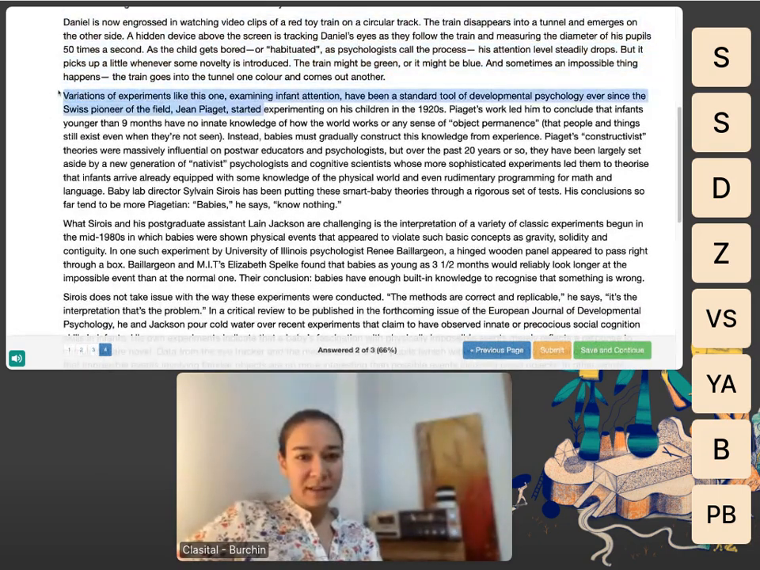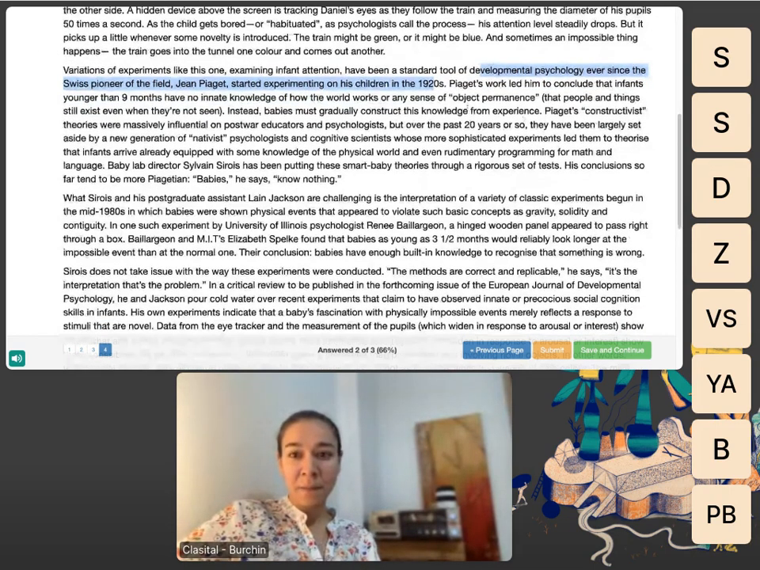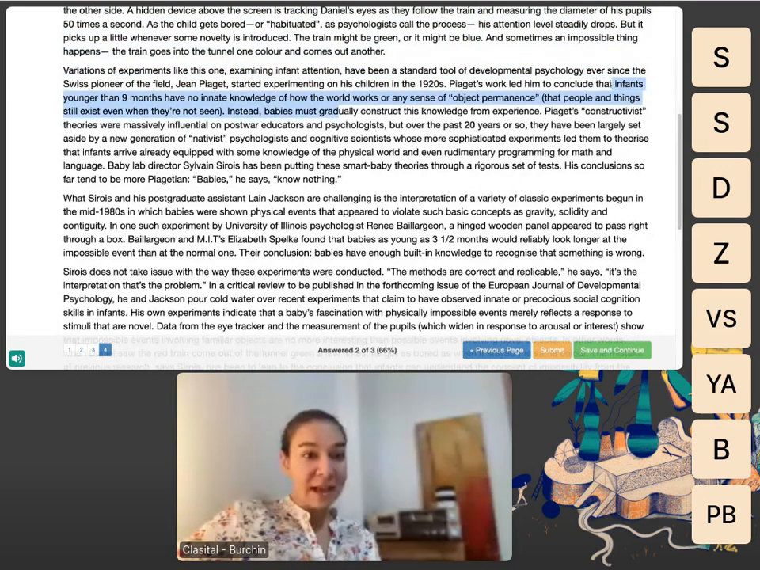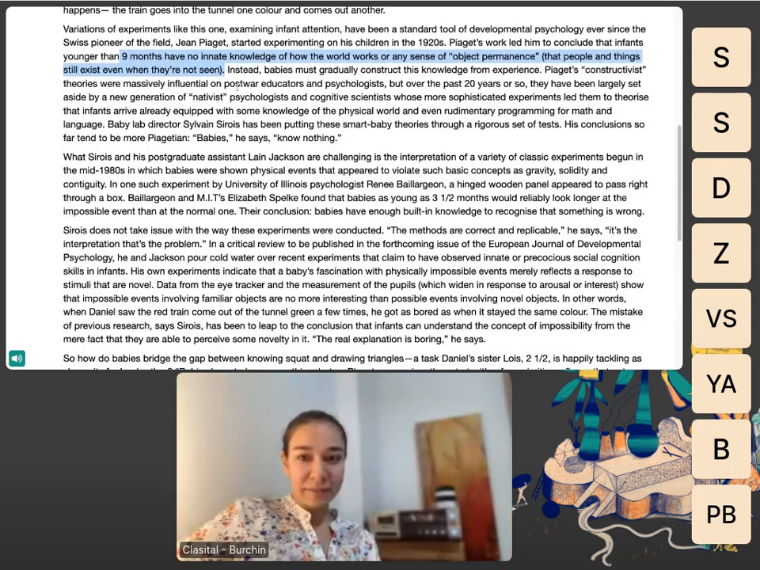Variations of experiments like this examining the infant attention have been a standard tool of developmental psychology ever since the Swiss pioneer of the field, Jean Piaget, started experimenting on his children in 19-something. Infants younger than 9 months who have no innate knowledge of how the world works or any sense of object permanence, that people and things still exist when they are not seen.